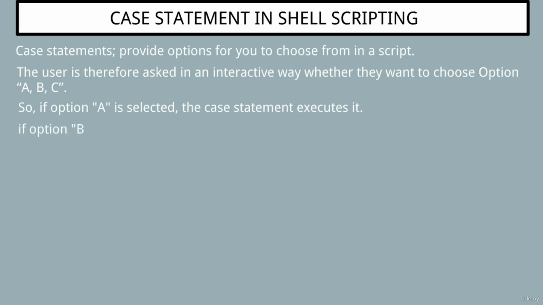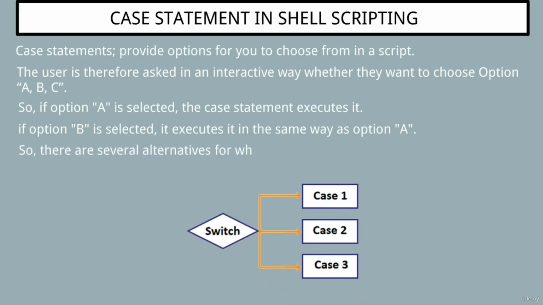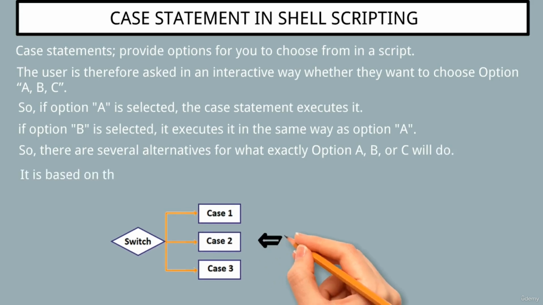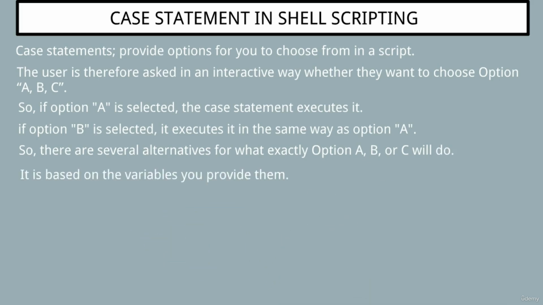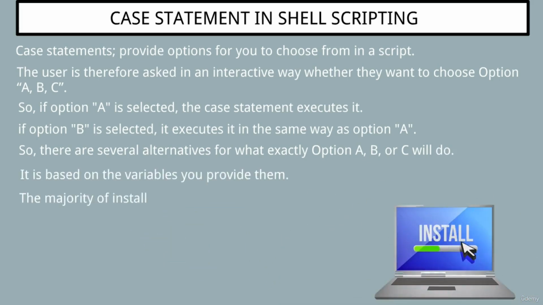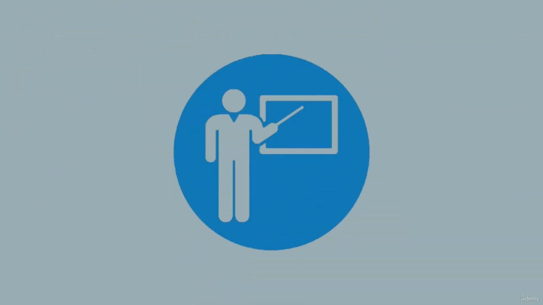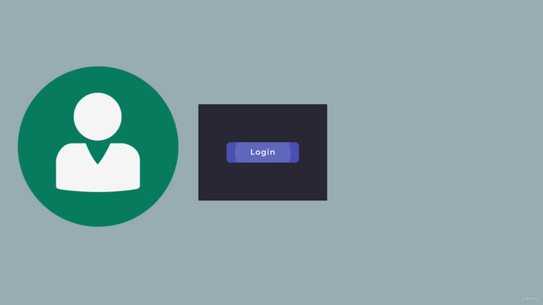If option B is selected, it executes it in the same way as option A. So there are several alternatives for what exactly option A, B, or C will do. It is based on the variables you provide them. The majority of the installation programs are made up of case statements, and the scripts wait for the user input before selecting an option. Now for demonstration, I'm going to log into my Linux machine.